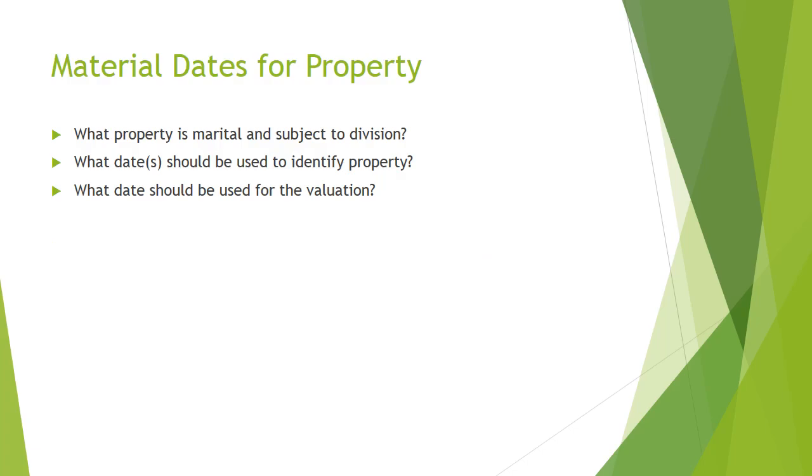Now, there are some material dates for property that we need to talk about. The date for deciding if property is marital or non-marital is the date of the marriage. We'll cover more on the definitions of marital versus non-marital property in the next slide. For now, the marriage date will suffice in explaining that when two people marry, everything acquired after is generally considered marital property, with some exceptions, obviously.